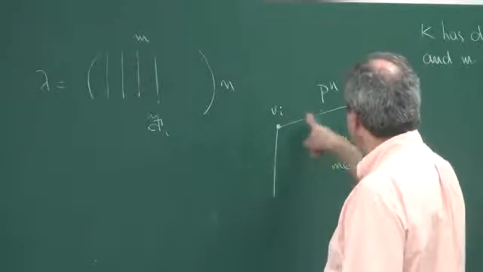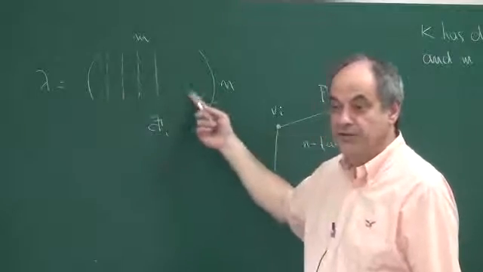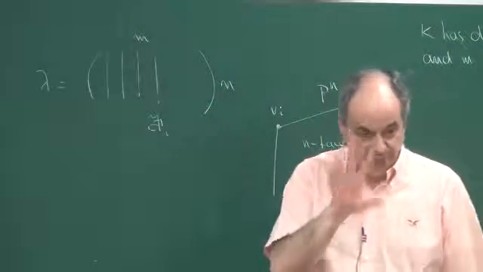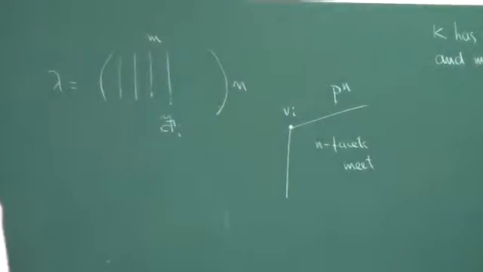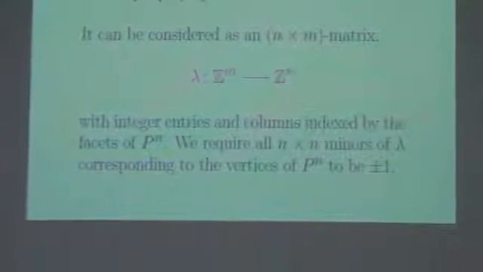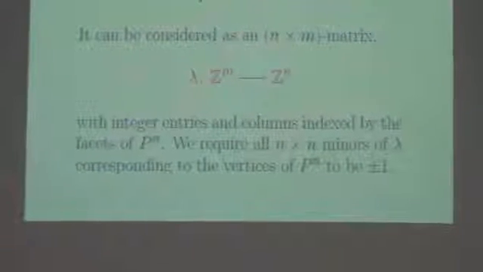Now, every vertex determines an n by n minor of this matrix. Every vertex, and I insist that it be plus or minus 1. On Wednesday afternoon I won't, but in this case I insist that it be plus or minus 1, and this is the regularity condition which will ensure that the construction does give me a manifold.